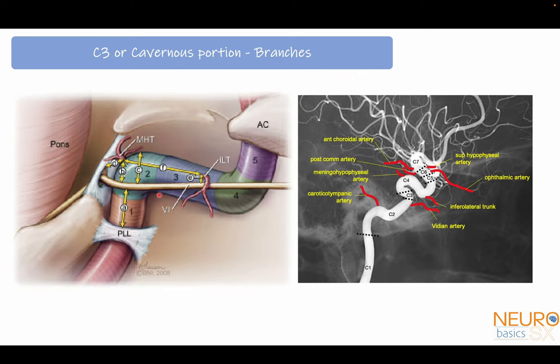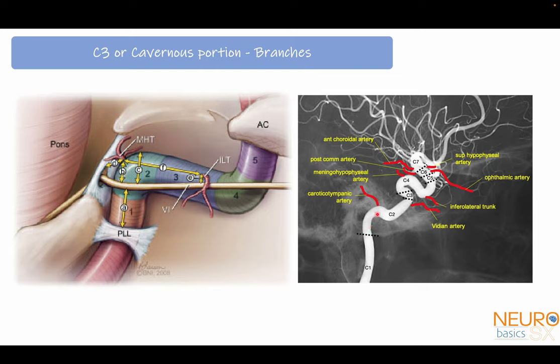As we can see here, this is the cavernous ICA with its posterior vertical part, its posterior genu, its horizontal part, its anterior genu, and its anterior ascending or vertical part. The meningohypophyseal trunk usually arises at the level of the posterior genu, and the inferior lateral trunk usually arises at the level of the horizontal segment. So here also in an angiogram, you can see the different segments and their branches.